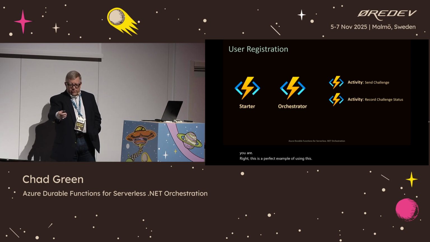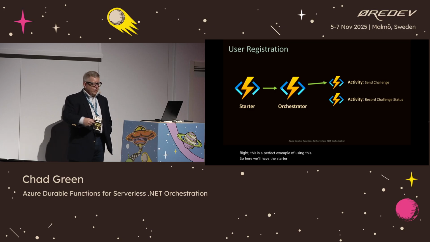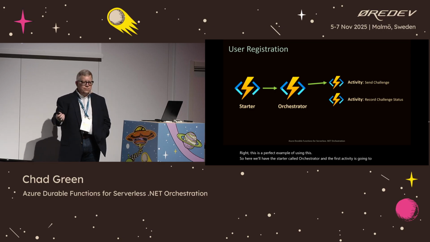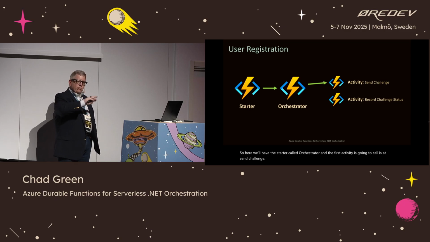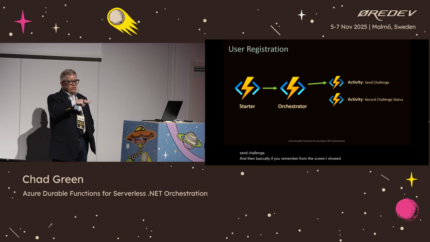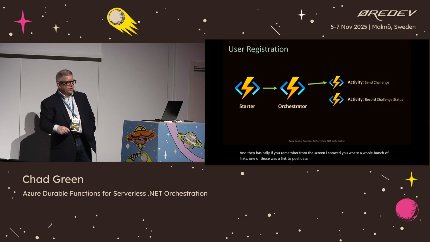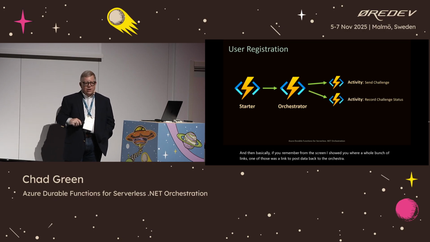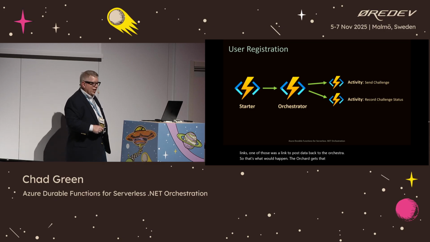So here we'll have the starter, which calls the orchestrator, and the first activity it's going to call is the send challenge. And then, if you remember from the screen I showed you with a whole bunch of links, one of those was a link to post data back to the orchestrator. So that's what would happen. The orchestrator gets that post back and will call the record challenge status.